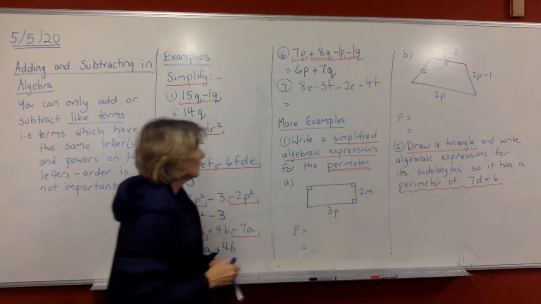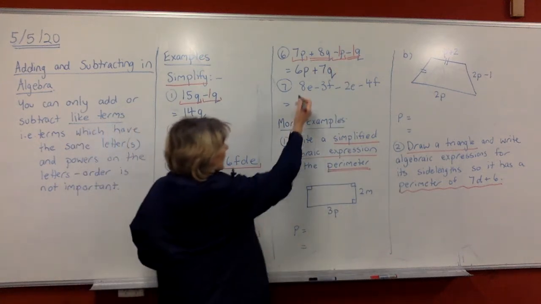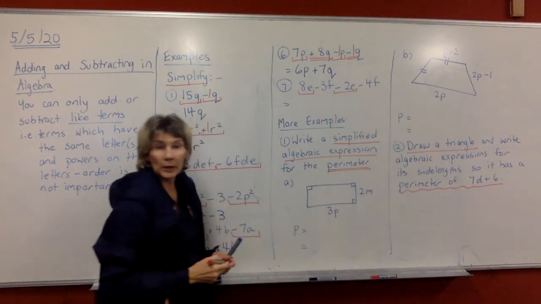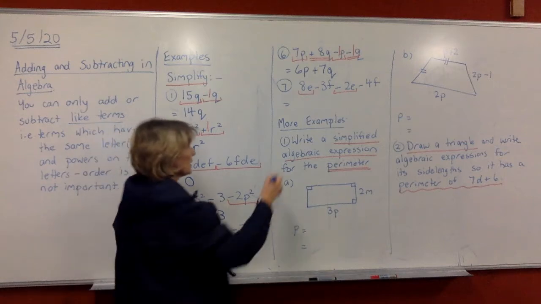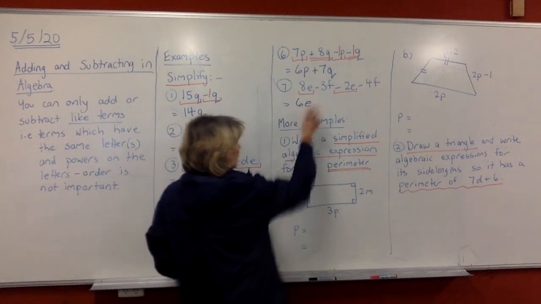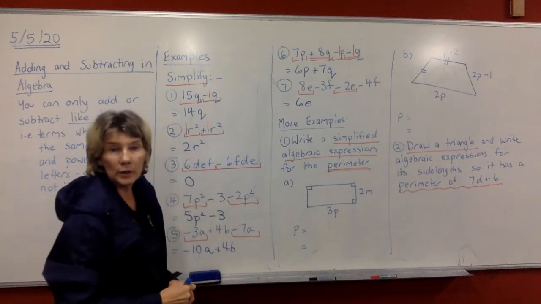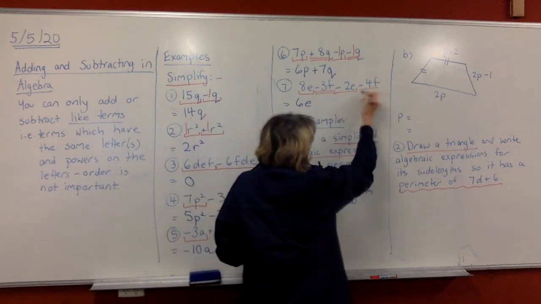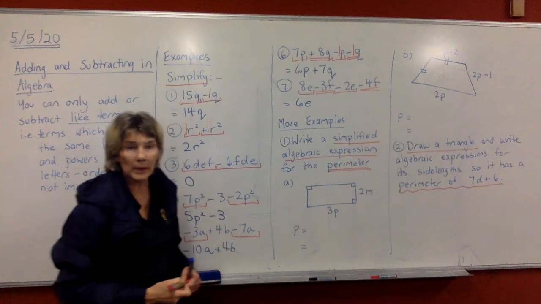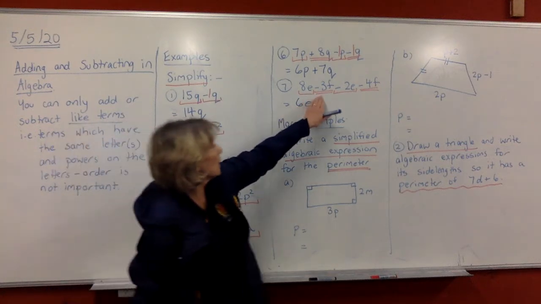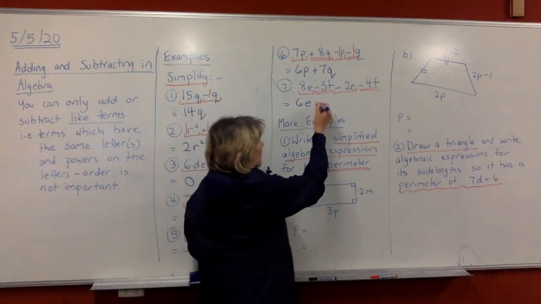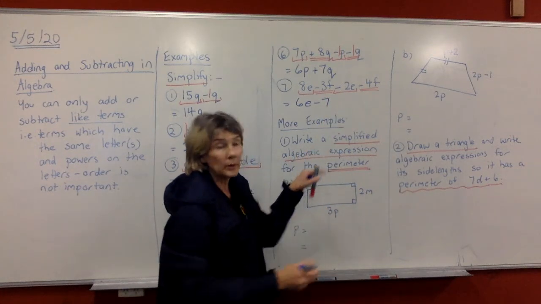Alright, in number 7, we have 8e and minus 2e. So we can do 8 minus 2, and that gives you 6. And put the e on the end of it. Then look at your other terms, and they both have an f. So they're like terms, and we can collect them. So you can do minus 3 minus 4 on your calculator. That gives you minus 7. And then put the f on the end.